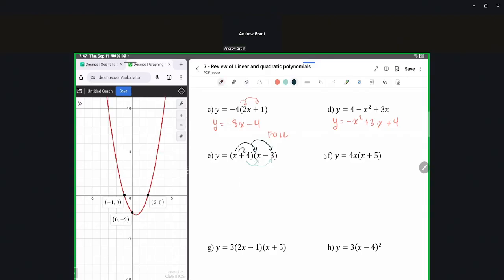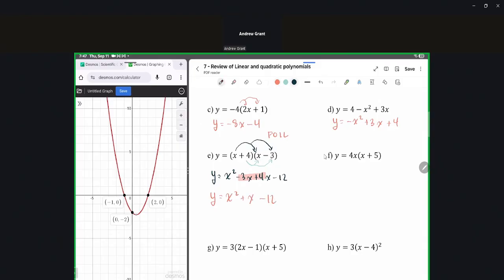So at any rate, first term will be x times x, which is x squared. x times negative 3 is negative 3x. 4 times x is 4x. 4 times negative 3 is negative 12. At this point here, we have two terms that we call like terms, so we want to just combine those together. And so we end up with y is equal to x squared plus x minus 12.